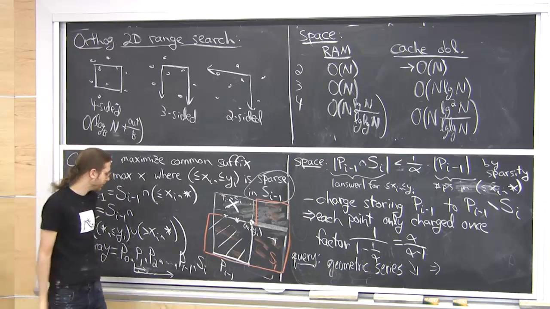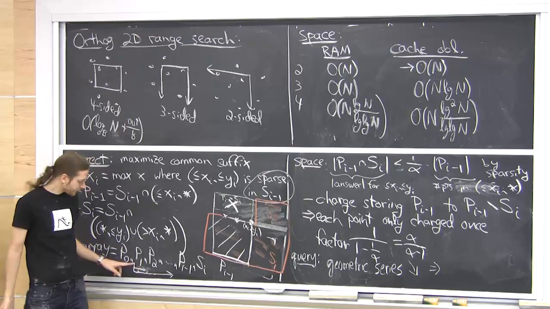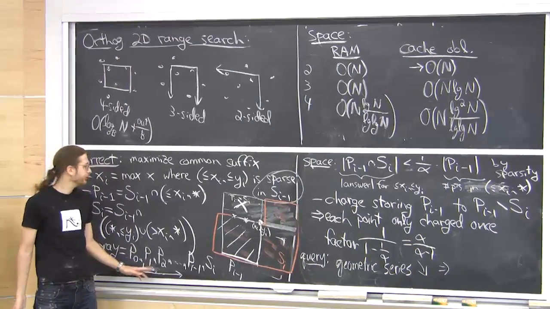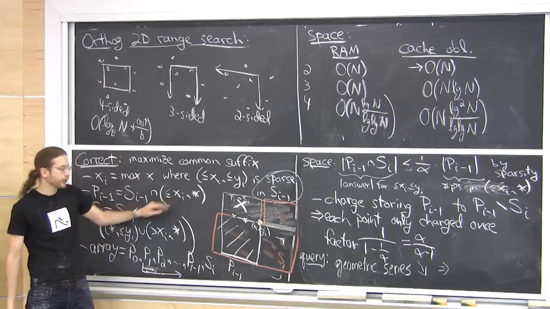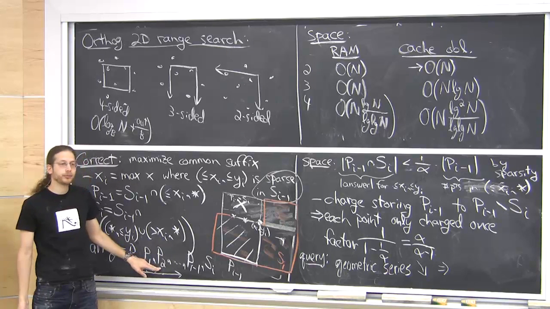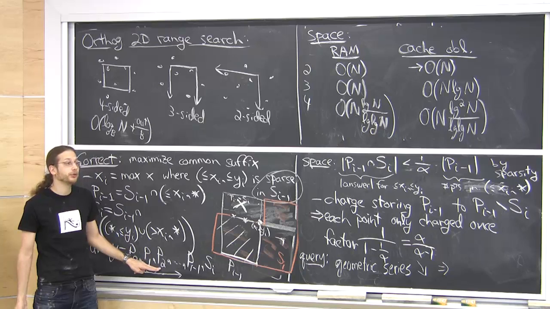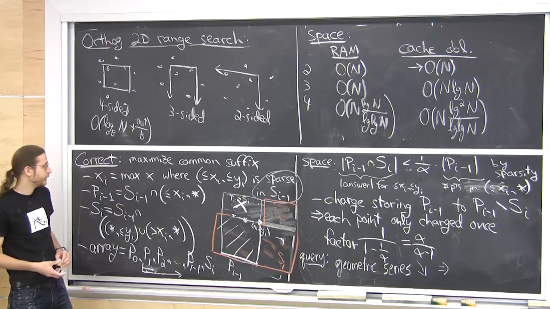I'll tell you. The claim is that you visited some x coordinates here. The PIs were all the things up to some x coordinate. The claim is that the very next point in here in P2 has a smaller x coordinate than what you just did. Okay, I think that should be clear.